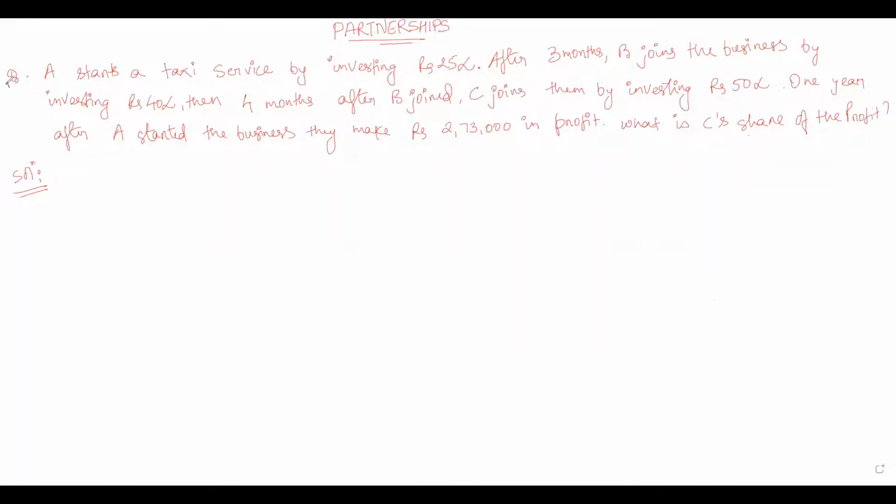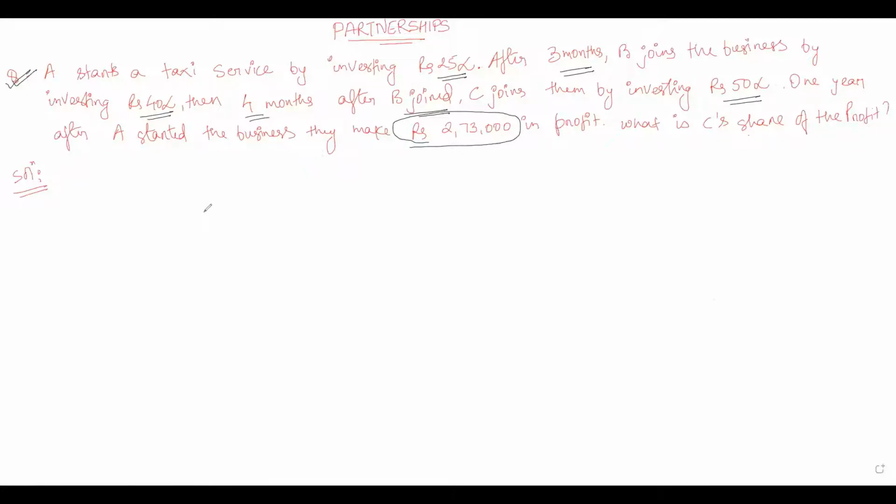Okay, so now let us see this question. A starts a taxi service by investing rupees 25 lakh. After 3 months, B joins the business by investing rupees 40 lakh. Then 4 months after B joined, C joins them by investing rupees 50 lakh. So 1 year after A started the business, they make rupees 2,73,000 in profit. Then we need to find what is C's share of profit.